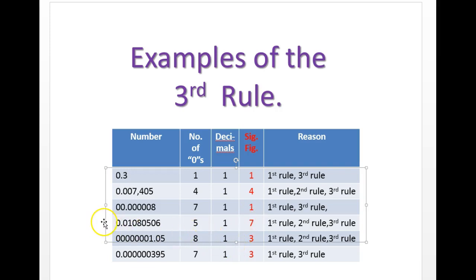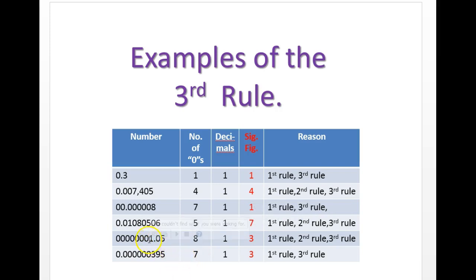In this example, again, we have all three rules. Number one, we have to count the 1, the 8, the 5, and the 6. Rule number two, we have to count this zero and this zero, because they are sandwiched between two non-zero numbers. And rule number three, we have to eliminate these two. We cannot count them. So we end up with 4 numbers and three zeros between the numbers. So we have 7 as the significant figure.